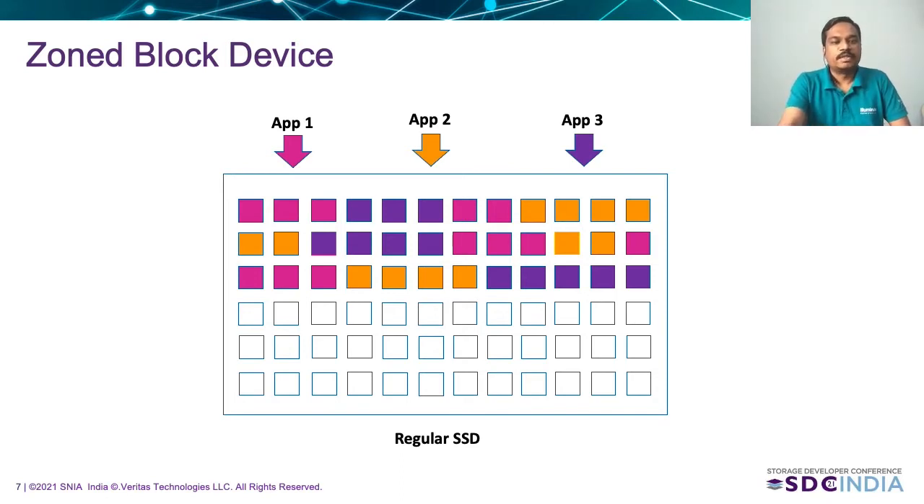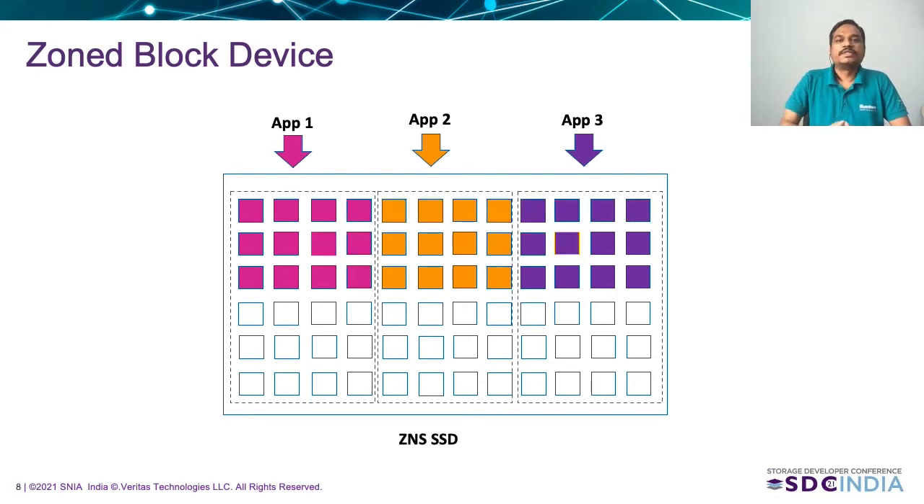To avoid this, we can have zones on the device. Here, the application decides how its data is going to be written. In the case of a zone block device, each application gets its dedicated zones in which it keeps its data. Let's move on to the next slide.